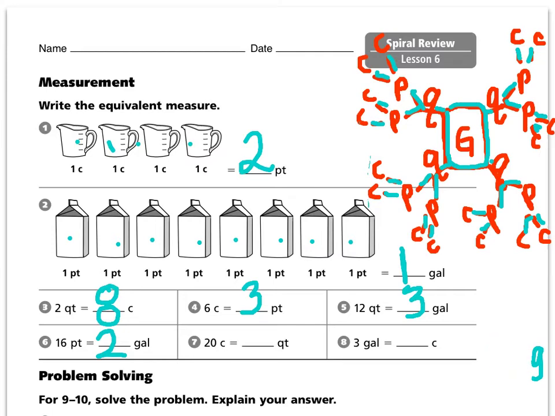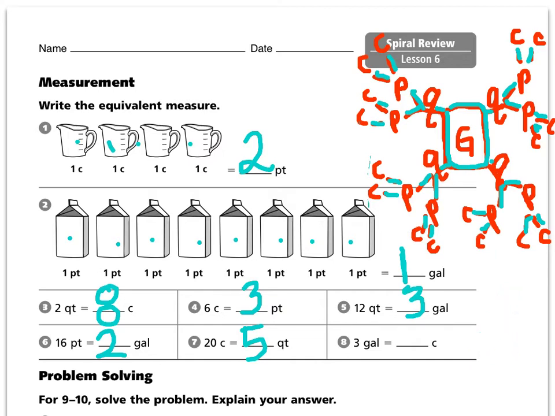And then how many cups? 20 cups equals how many quarts? So I know that for every 4 cups, it equals 1 quart. So if I divide 20 by 4, I get 5. So I know that it will equal 5 quarts.